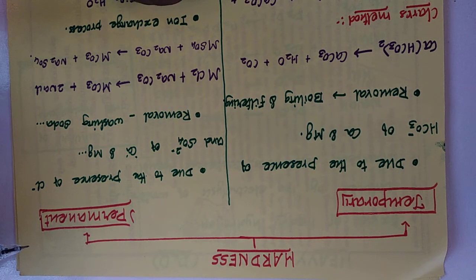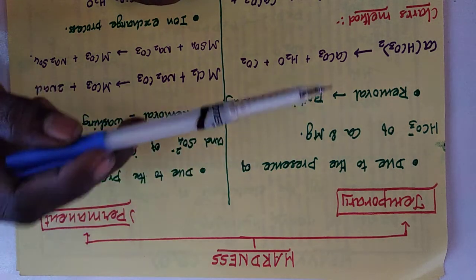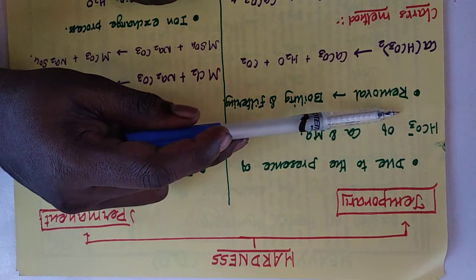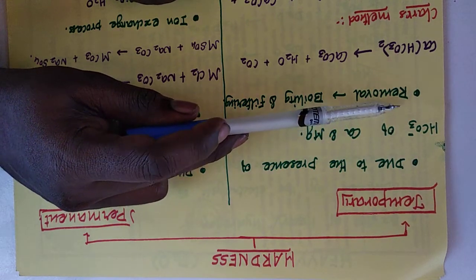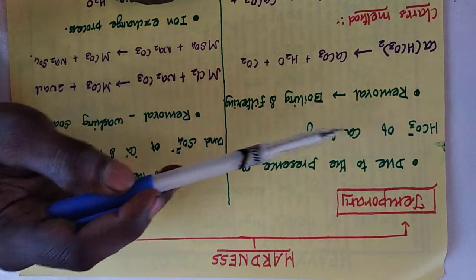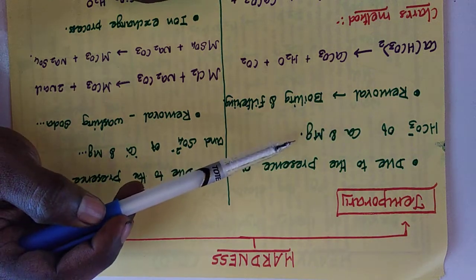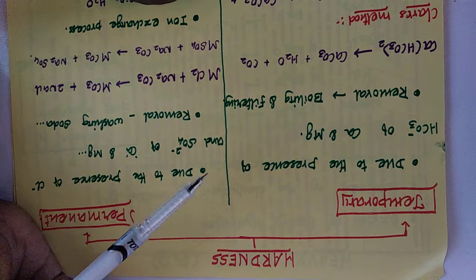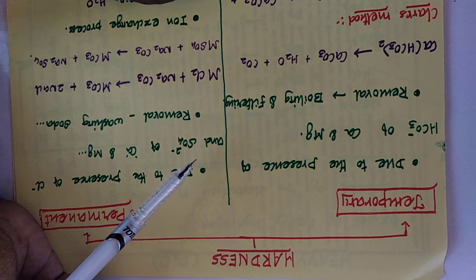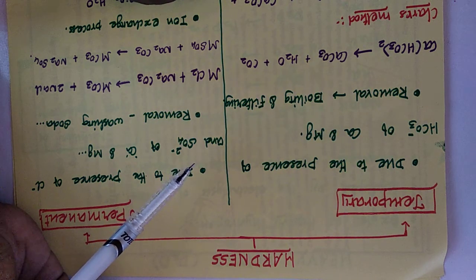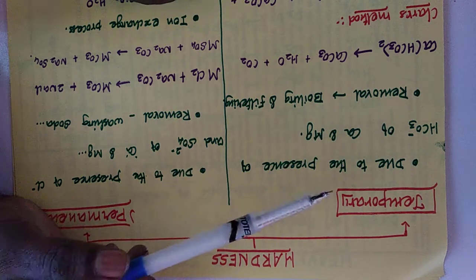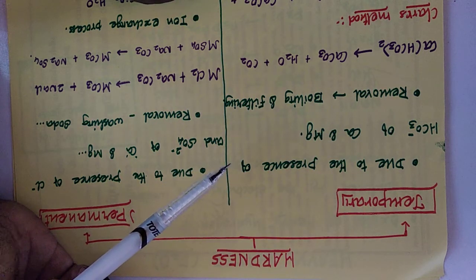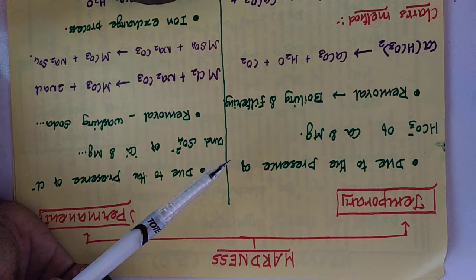Okay, and the temporary hardness in water is due to the presence of HCO3 minus. HCO3 minus na bicarbonate. The bicarbonates of calcium and magnesium. சரியா? அதாவது calcium bicarbonate or magnesium bicarbonate. So these two are the salts responsible for the temporary hardness of water. What are they? Either calcium bicarbonate or magnesium bicarbonate.